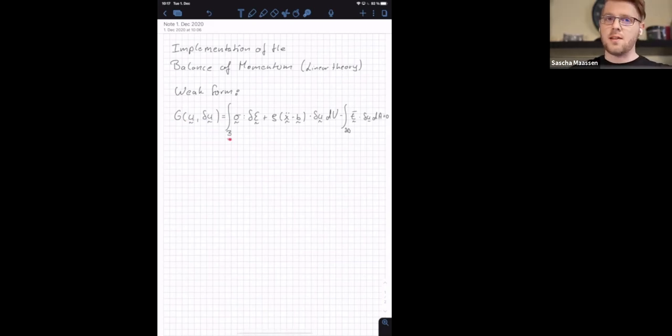With respect to the linear theory, we make the assumption that there is not much difference between the current configuration and the reference configuration, and therefore we only refer everything to the reference configuration, or simply speaking, we just don't care about any configuration. So B here is our body domain, and in here you can already see we are integrating over the body B. The next term here is integrated over the surface of the body, partial B, also denoted here by dA.